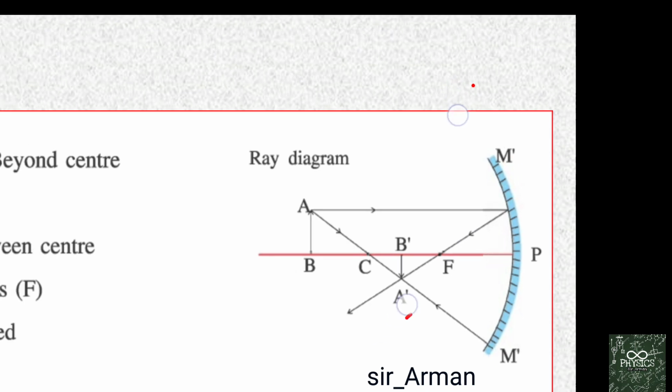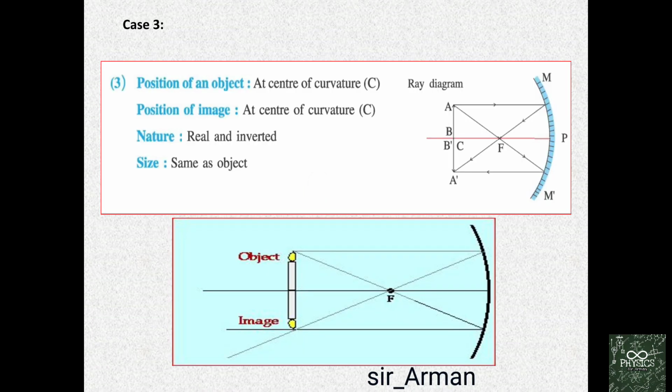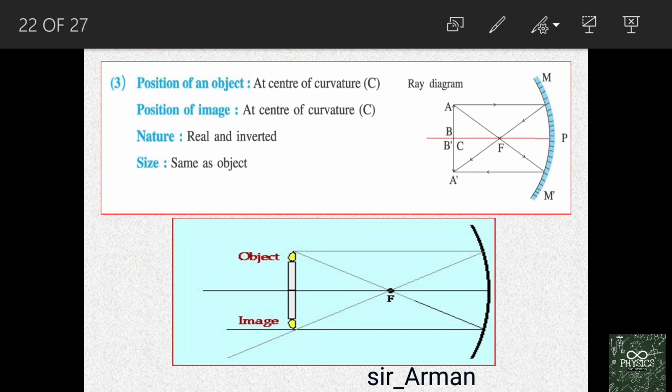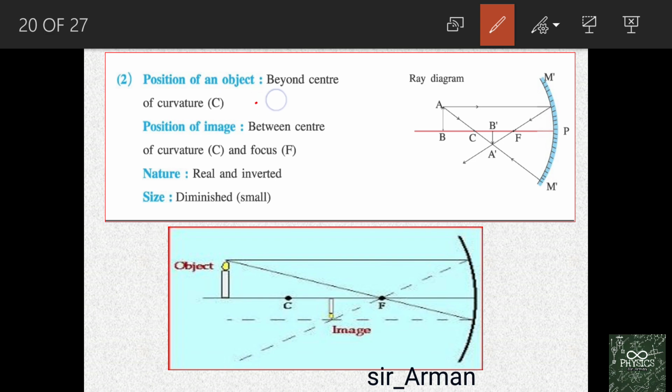If you see in this particular diagram, I have used rule number 1 and rule number 4, but here I have used rule number 1 and rule number 2. So any of the 2 rule you can use and obtain the image at the place. Now here something is remaining. Here you can see where was our object, beyond center of curvature, and where is the image, between C and F, that is between center of curvature and principal focus.